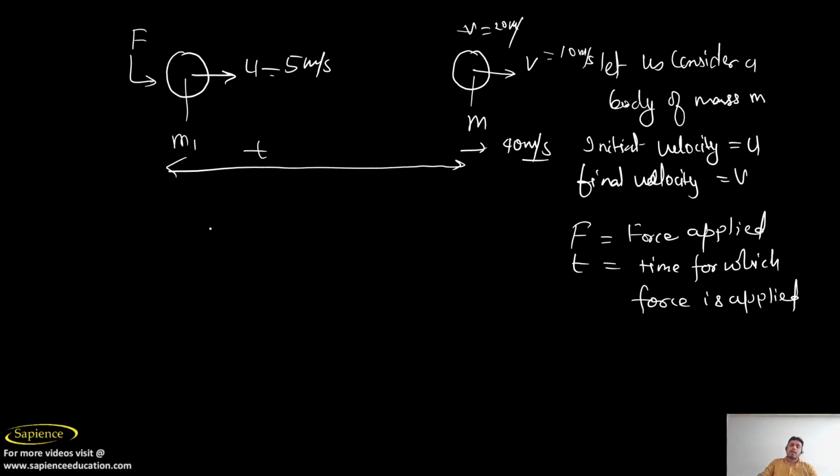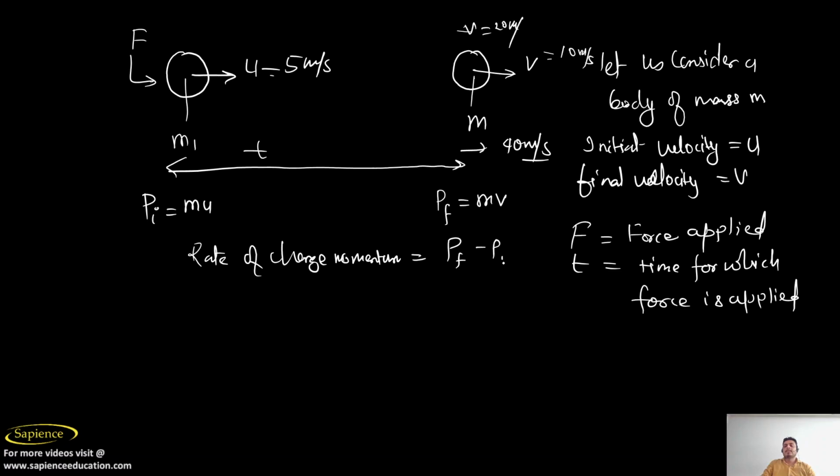Understood or not? Now let us consider, what is the initial momentum? Initial momentum is mu. Final momentum is mv. If I talk about the rate of change of momentum, how will you write it? The rate of change of momentum will be written as Pf minus Pi divided by t.